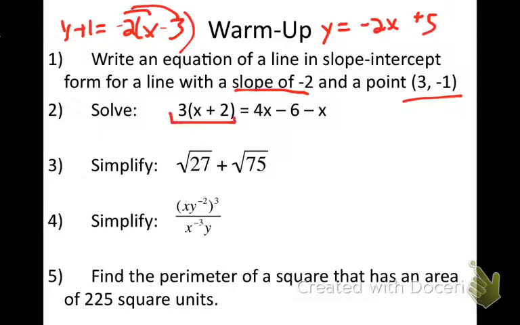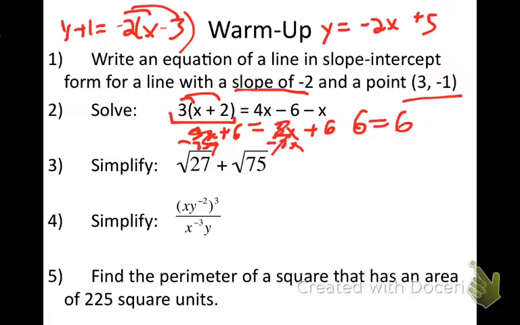Alright, so number 2 here. Hopefully you saw this right away, and as soon as we see that, we always want to distribute, giving us 3x plus 6. On the right side, combine like terms. 4x minus x gets me 3x plus 6. From here, combine the x's, subtract 3x on both sides. Eliminate, that's okay to eliminate. I'm left with 6 equals 6, which would be an example of all solutions.